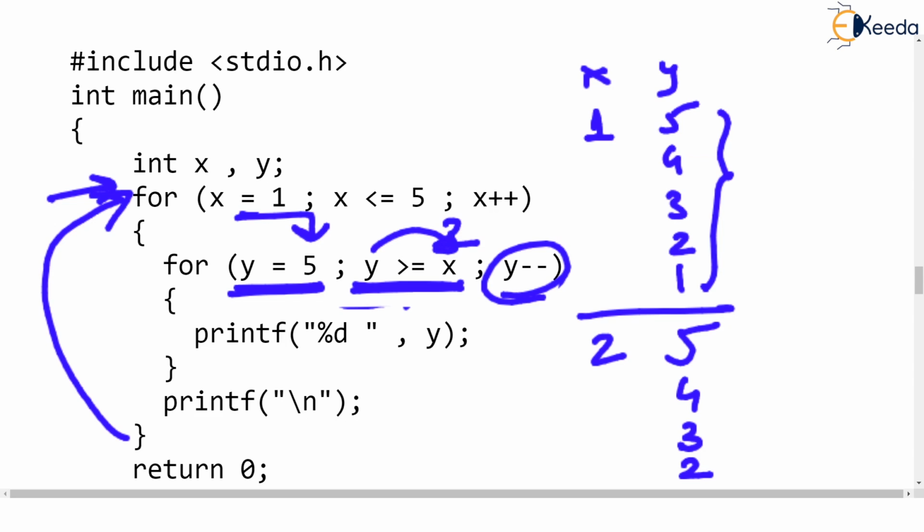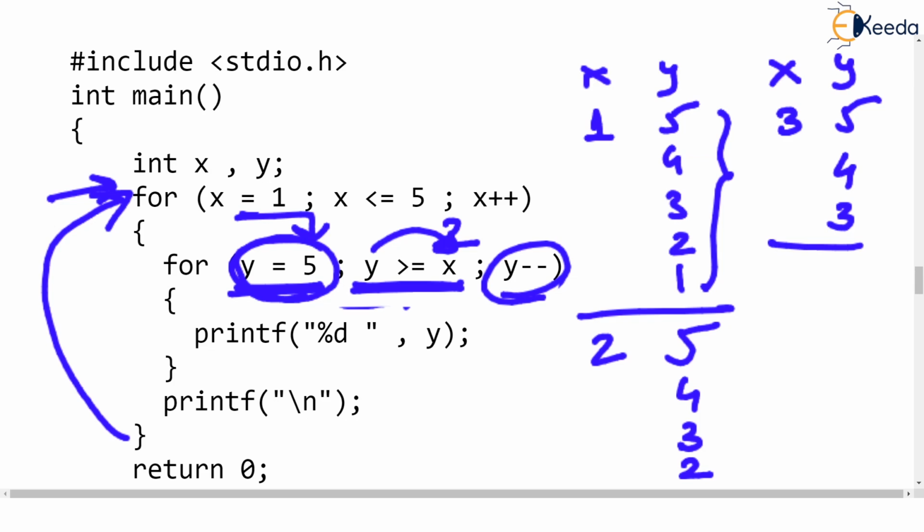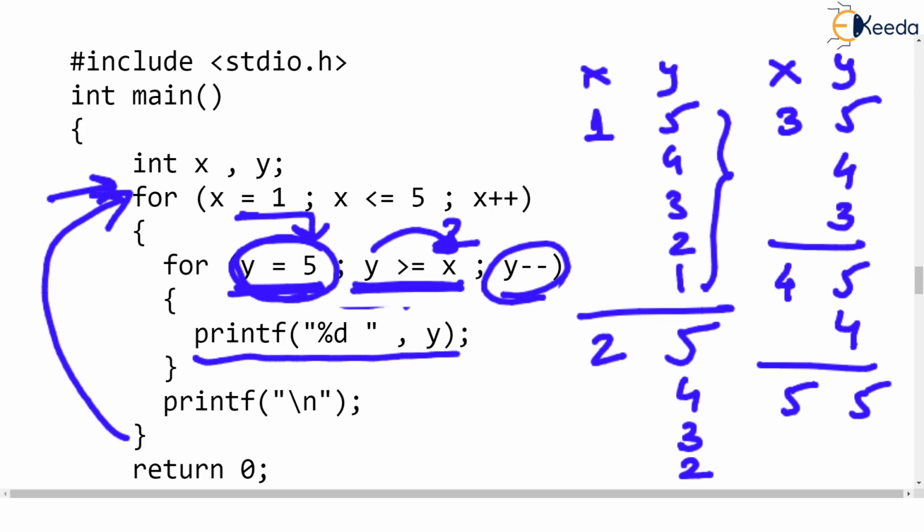That gives us a hint that next time when x is going to be 3, y will always begin with 5. Come on, here the initialization has been written as y equal to 5, and it will go up to x, correct? Then when x becomes 4, y will become 5 4, and finally when x becomes 5, y will be 5 to 5. Observe. And what we are doing is simply printing values of y.